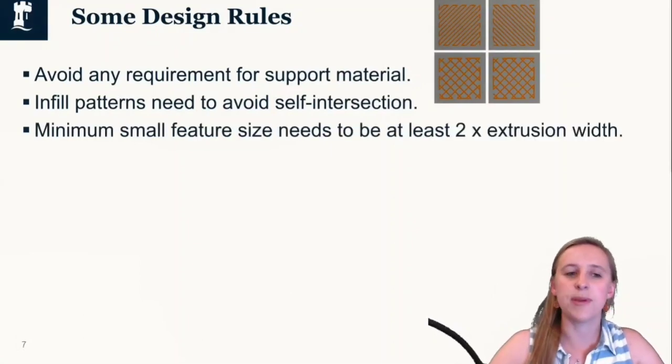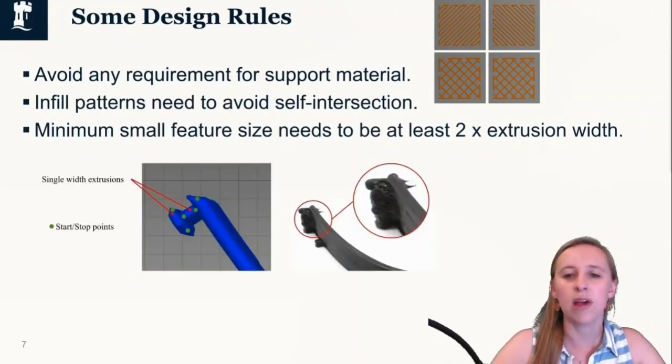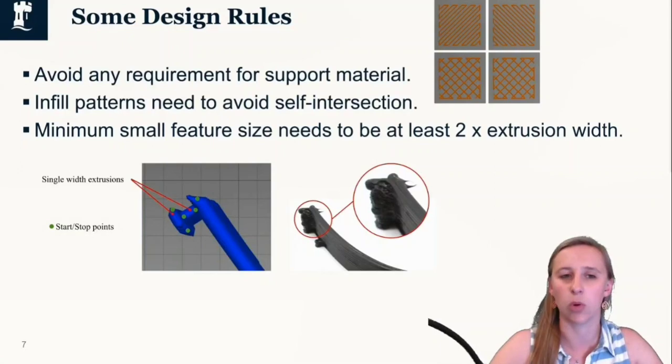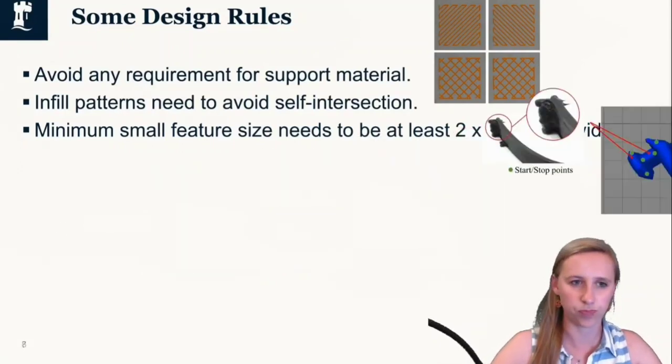Our second design rule can be to term small feature sizes to be at least 2 times the extrusion width. Without this, you get lots of small singular extrusions with multiple retraction points, which can be difficult to manage.